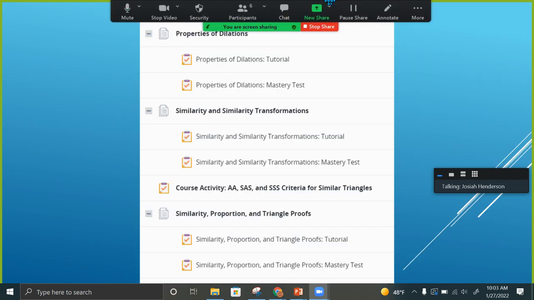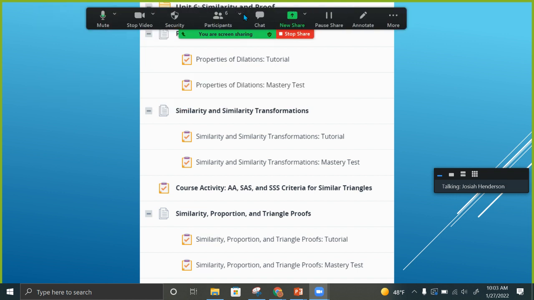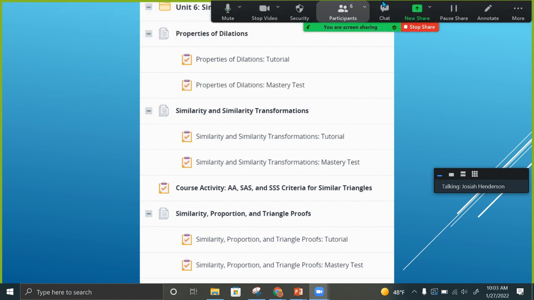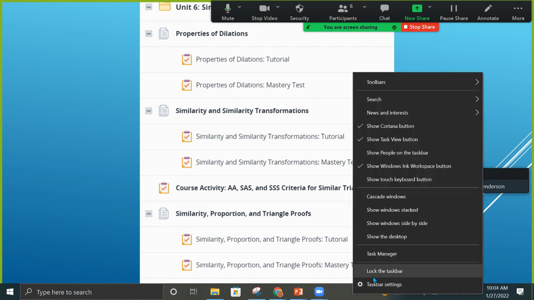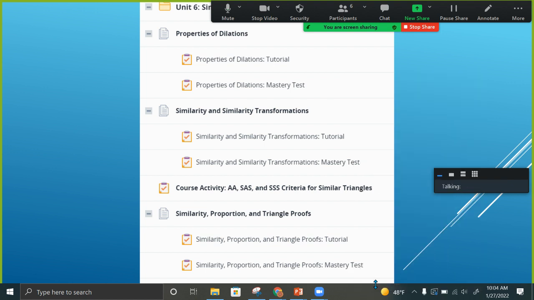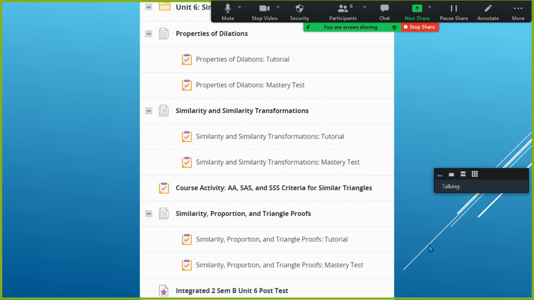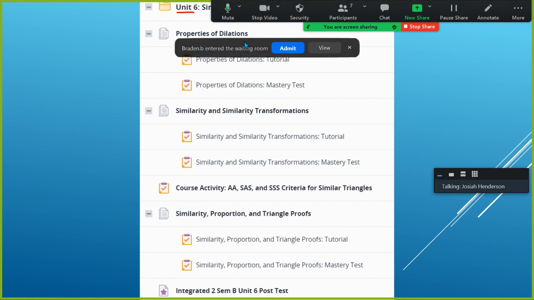Unit 6. Sorry, I can't get this bar out of the way, I don't think. So here's my layout of Unit 6. Here, let me hide this taskbar. There we go. So I realized that when you open up Edmentum, it looks a little different than this, but the layout is the same. So Unit 6, these are the lessons, the tutorial lessons.